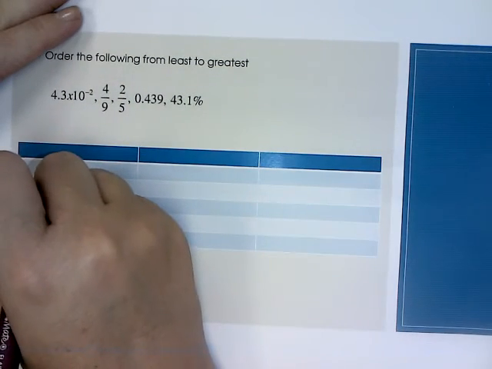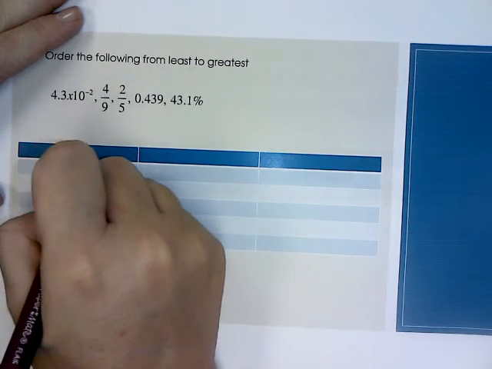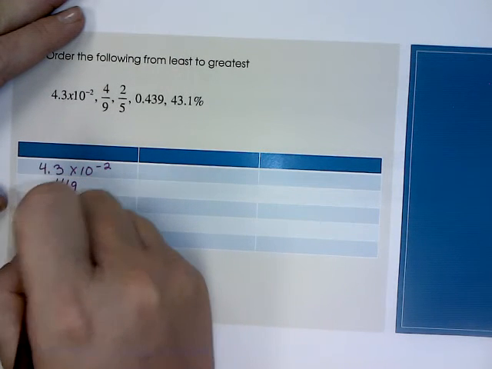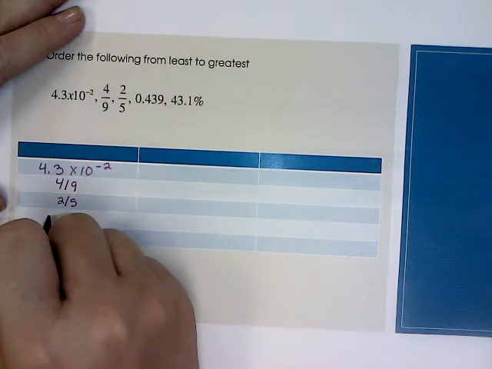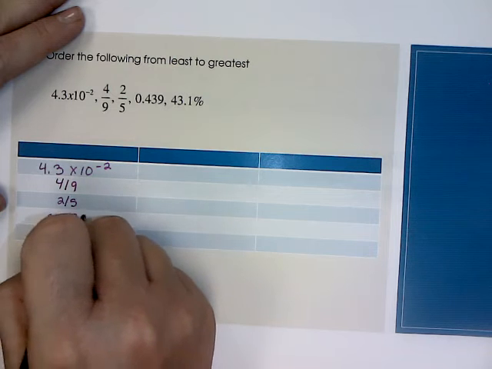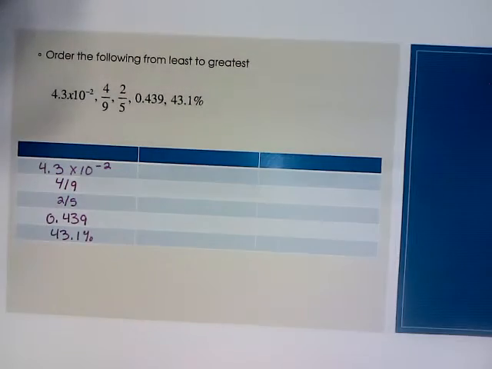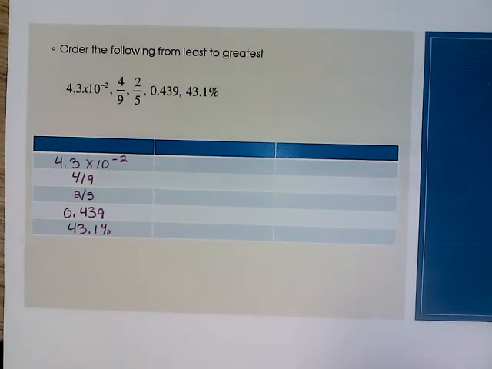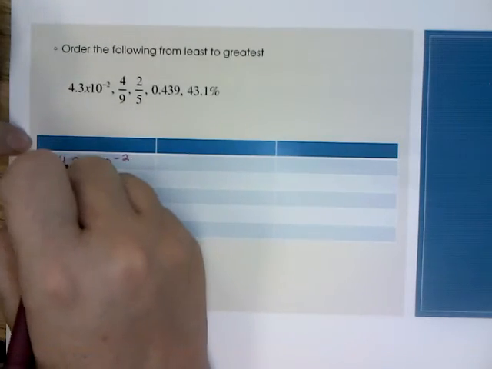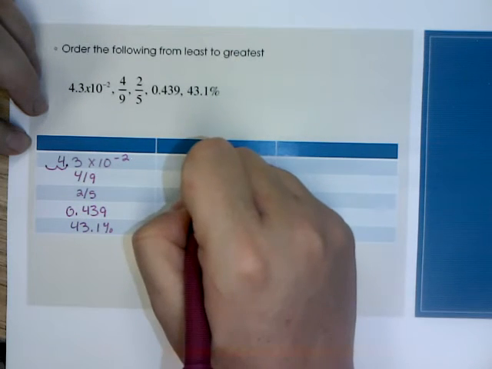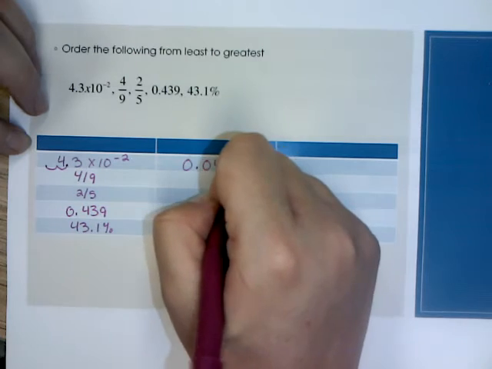I'm going to have 4.3 times 10 to the negative 2, 4/9, 2/5, 0.439, and 43.1%. And again, I'm going to go ahead and change everything into decimals. Make it smaller twice by moving to the left once, twice. Gives me 0.043.